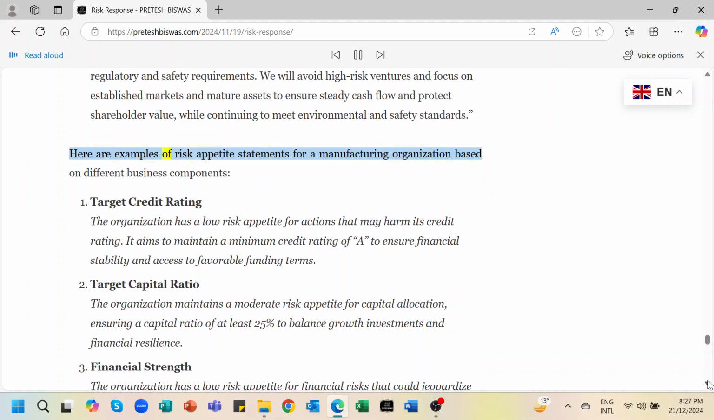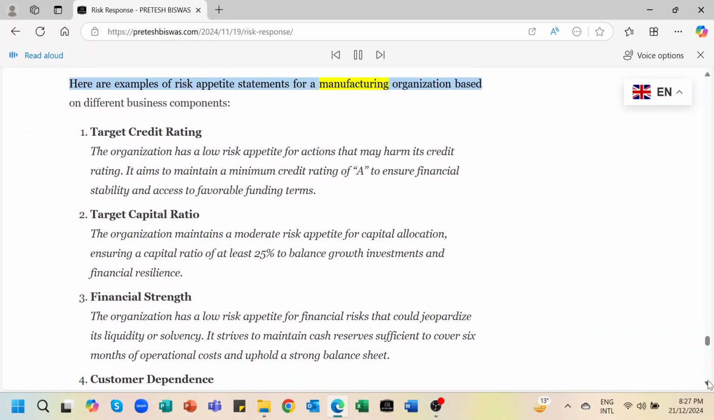Here are examples of risk appetite statements for a manufacturing organization based on different business components. Target credit rating. The organization has a low risk appetite for actions that may harm its credit rating. It aims to maintain a minimum credit rating of A to ensure financial stability and access to favorable funding terms.